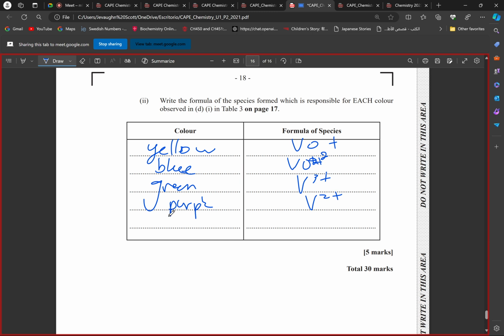This is 4 marks, right? If we give the yellowish green, let me just write yellowish green from above, the yellowish green mixture. If you have a yellowish green mixture, what it's going to be is a mixture of the VO2 plus and the VO2 plus.